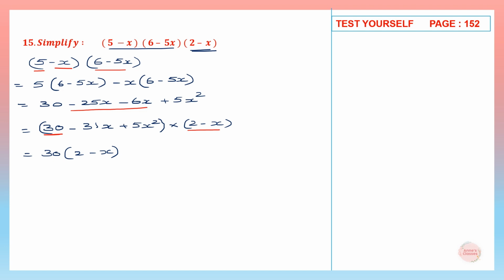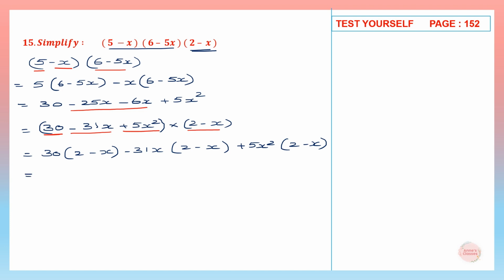Then take the second term, minus 31x, so minus 31x into, again take 2 minus x. Then take the third term plus 5x square and multiply it again. So plus 5x square, multiply it again with the whole of the second binomial.